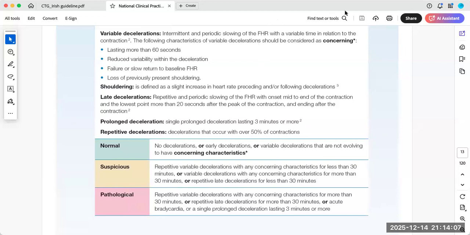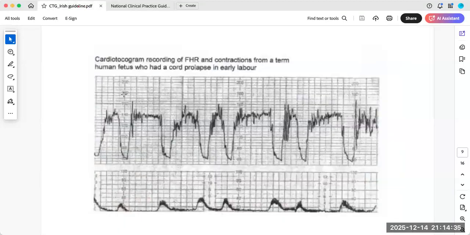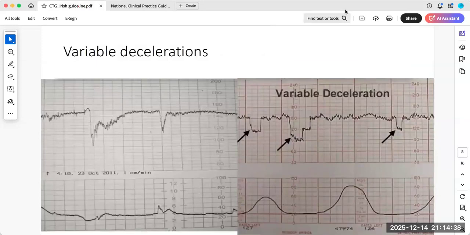So, in my categorization of the deceleration, normal, suspicious, or pathological. What is normal? No deceleration at all. What is normal also? Early decelerations are normal. Or variable deceleration that is not evolving to have concerning characteristic. Okay, so I will show this picture of the variable deceleration to remember. This is the kind of variable deceleration that I'm not really worried about.